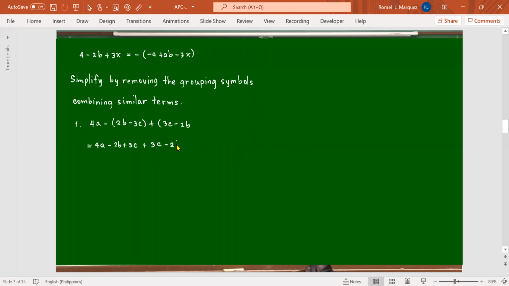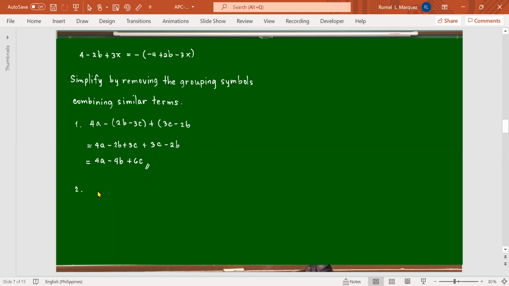3c minus 2b. What are those similar terms? Starting with a. So for a, we have, next letter is b. Negative 2b, negative 2b, negative 4b, right? What about for c? 6c. Am I correct, guys? Okay. Yes po, sir.